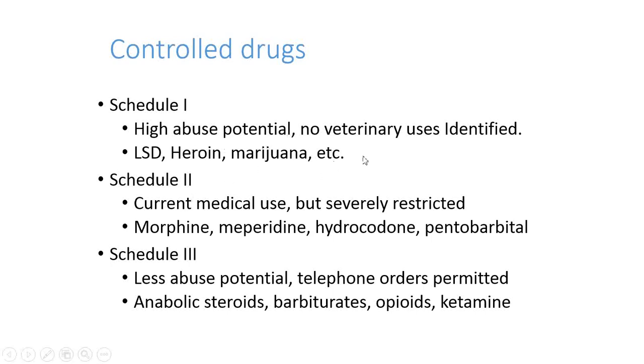Schedule 1 drugs, no veterinary uses. Schedule 2 drugs, they are used, but it's really restricted: morphine, meperidine, hydrocodone, pentobarbital, things like this. Schedule 3, less abuse potential, anabolic steroids.